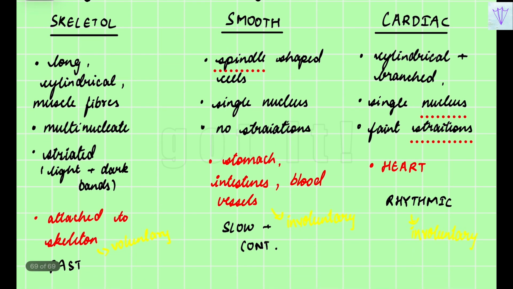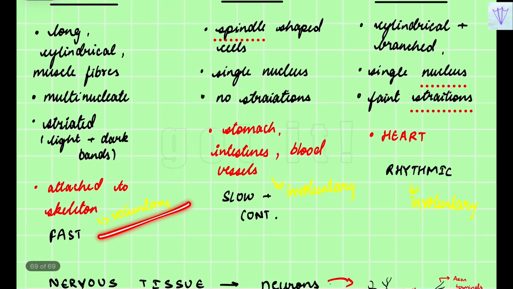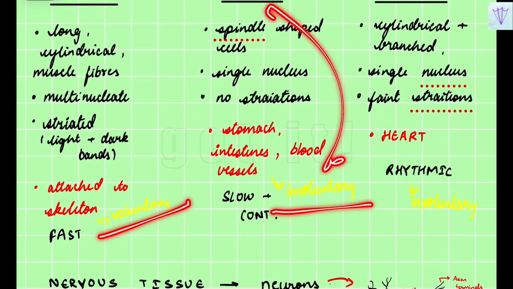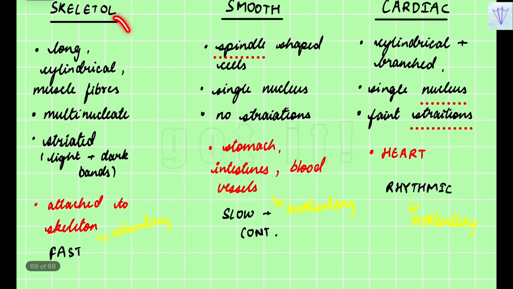So here you can see the skeletal muscles, which are attached to the skeleton, and the smooth muscles you can find in the stomach, intestines, and blood vessels, and the cardiac one is in the heart. As we've already learned about the movements, in the skeletal muscles you will have voluntary movement, in the smooth muscles you have involuntary, and the cardiac will also be involuntary. The reactions will be fast in the skeletal muscles. In the smooth muscles it will be slow, but continuous. And the cardiac muscles will be rhythmic.